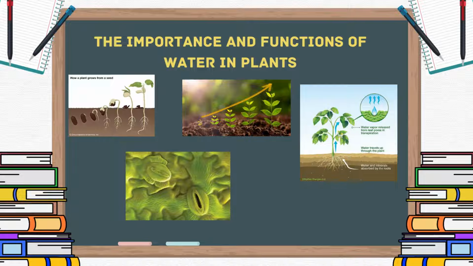It also transports the products of photosynthesis to where they are needed in the plant. Now remember, photosynthesis is very important in plants. Now this is the important metabolic process in plants, right? While you are thinking of other important functions or importances of water, try to write them down or just think as we go along in this session, right?